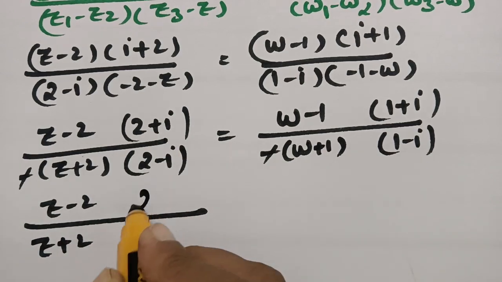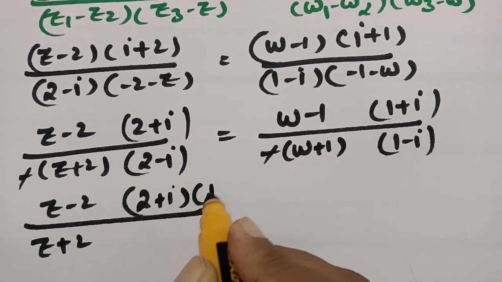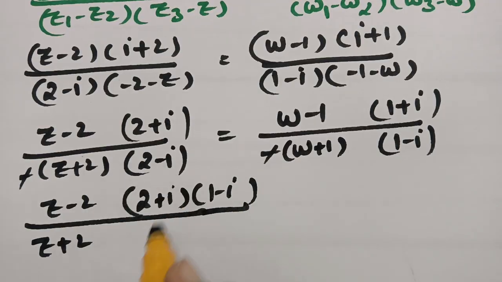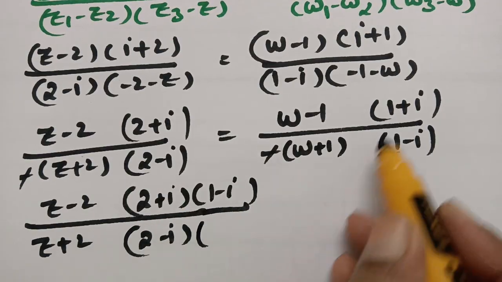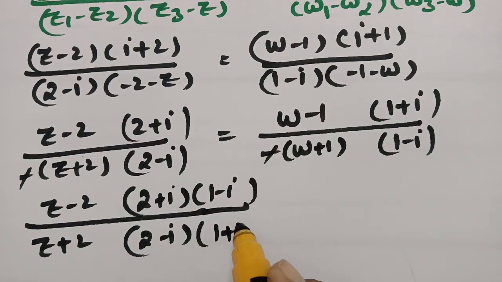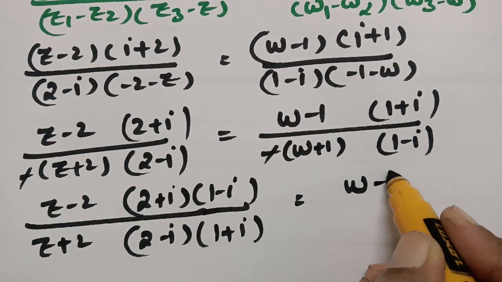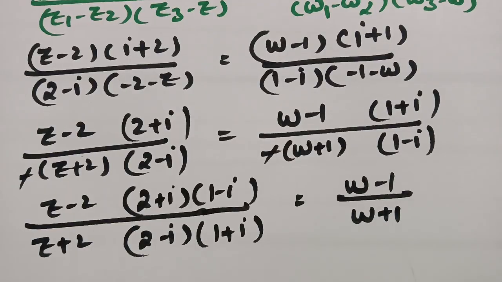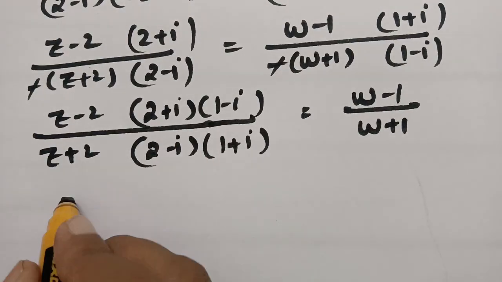So if I send, this will be (2 + i) into (1 - i), and later this is (2 - i) into, if I send to the denominator, this is (1 + i), which is equal to (w - i)/(w + 1). So now I am going to multiply this one.